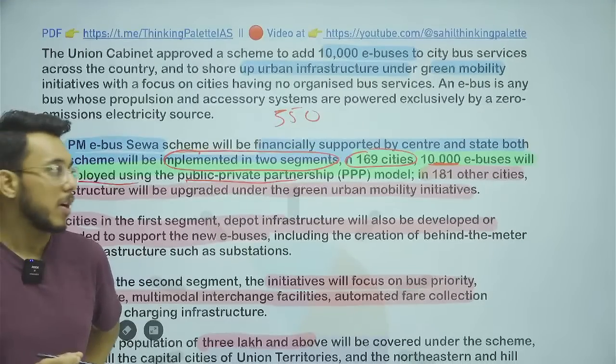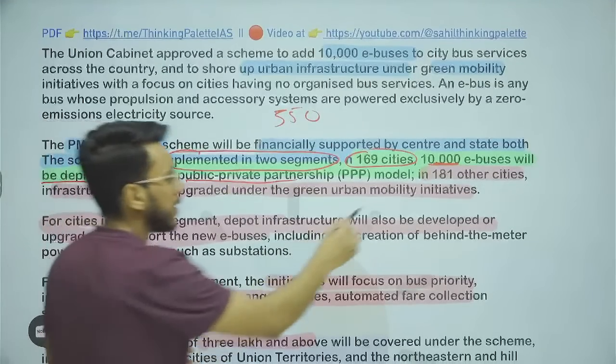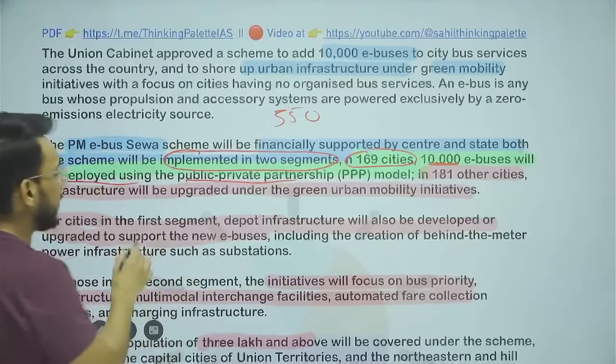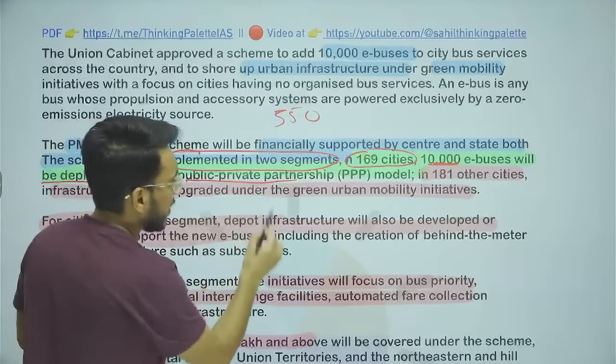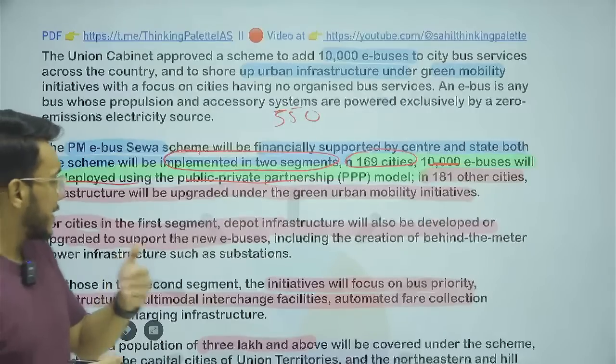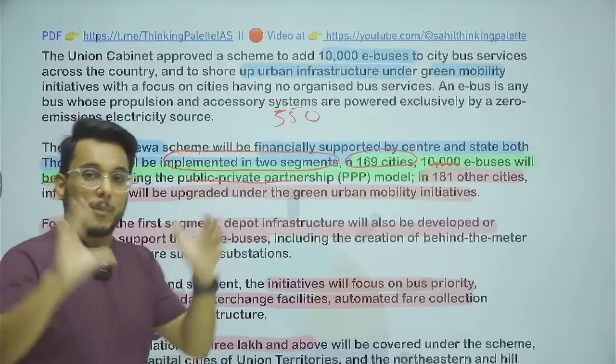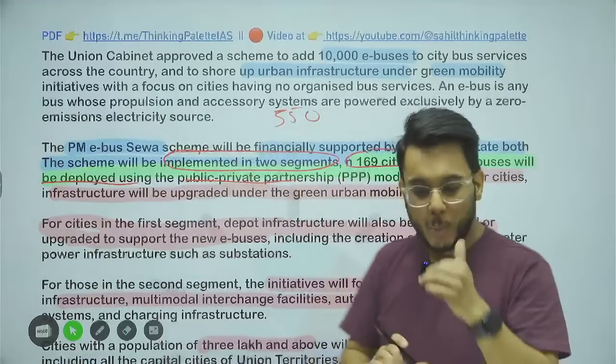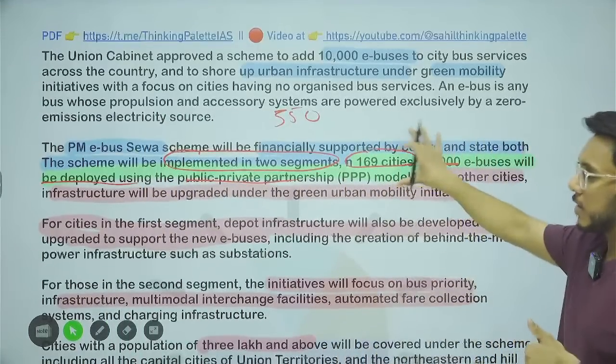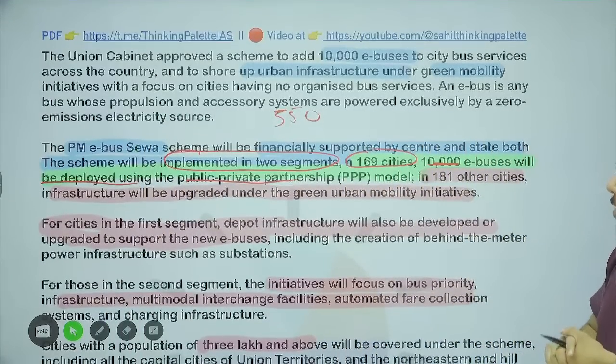Public-private partnership model will also be used. And in the other 181 cities, infrastructure will be upgraded. You need to have separate corridors for the buses, you need to have bus depots and all such kind of things. So both things will be provided: buses will be provided and the infrastructure will be upgraded.